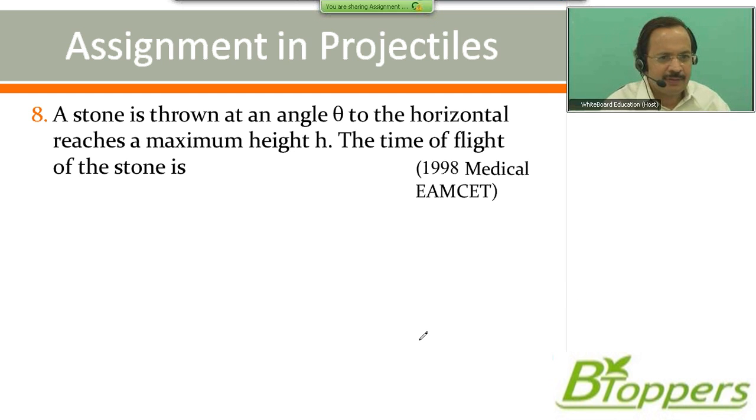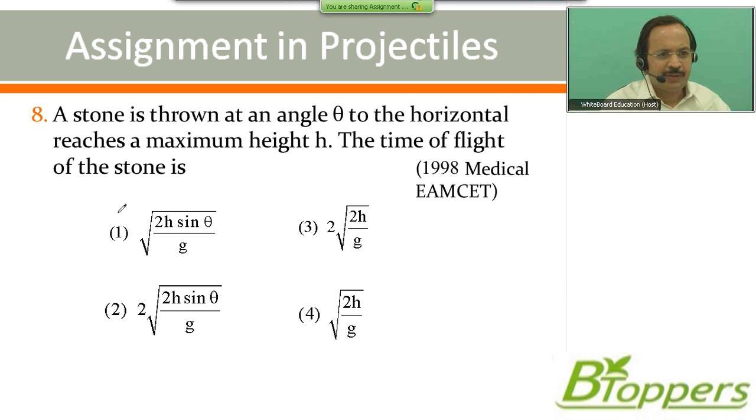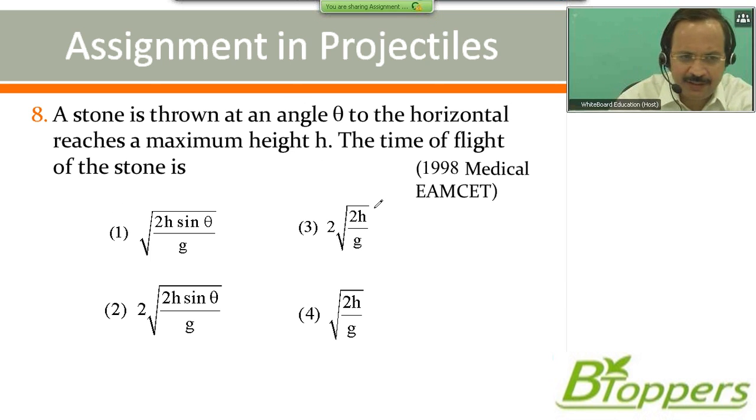A stone is thrown at an angle theta to the horizontal and reaches a maximum height h. The time of flight of the stone is, you are given four options in terms of the maximum height h. As I already discussed in the theory part, the maximum height reached by the projectile in terms of its time of flight is given by h equal to g t square by 8. This I have discussed in the past with explanation.